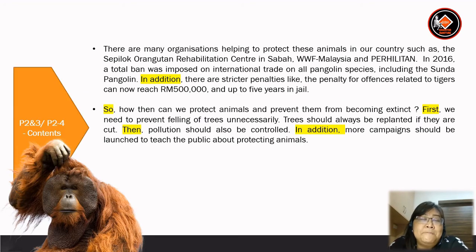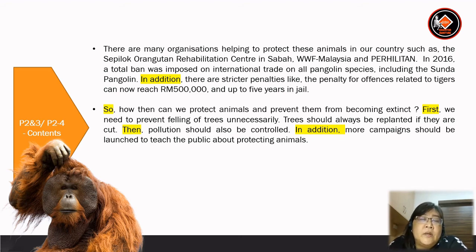There are more examples here. There are many organizations helping to protect these animals in our country, such as the Sepilok Orangutan Rehabilitation Centre in Sabah, WWF Malaysia, and Perhilitan. In 2016, a total ban was imposed on international trade on all pangolin species, including the Sunda pangolin. In addition, there are stricter penalties, like the penalty for offences related to tigers can now reach RM500,000 and up to 5 years in jail.